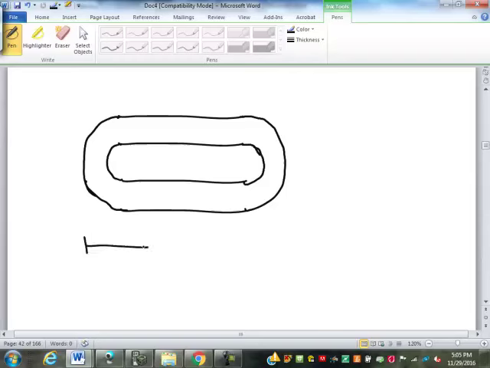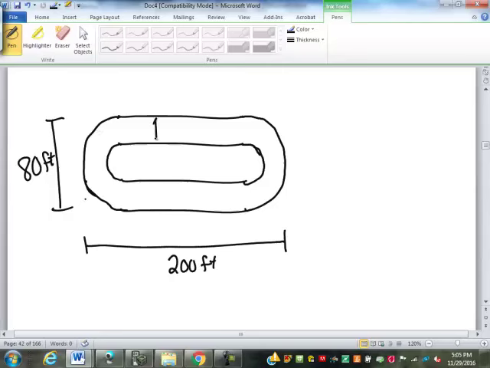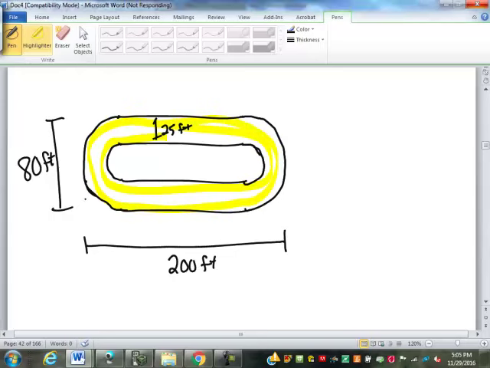Okay, so here's what we have. This is a mass, did you say? Oh, yeah, it kind of does. 200 feet by 80 feet here. And this is, let's say it's 25 feet wide. I want to find the area of this. Basically, it's a track.